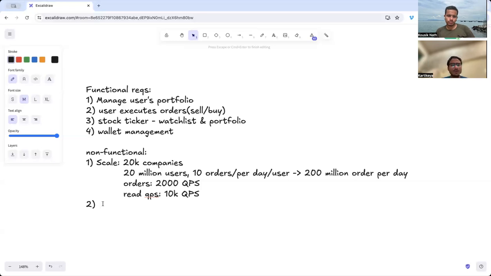Now, talking about, let's say, CAP theorem. So, what kind of consistency do we want? One consistency that I can think of is, I have money that is deducted from my wallet, but maybe the order was not placed. Those kind of consistency problems should not happen.